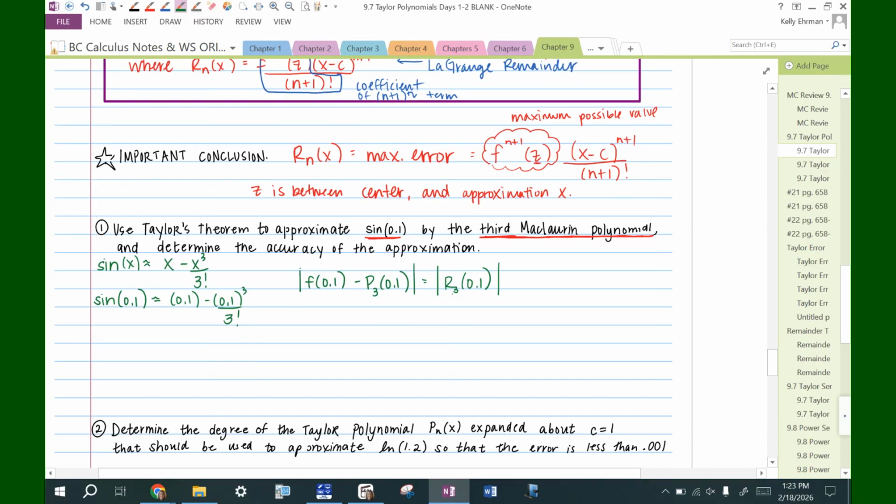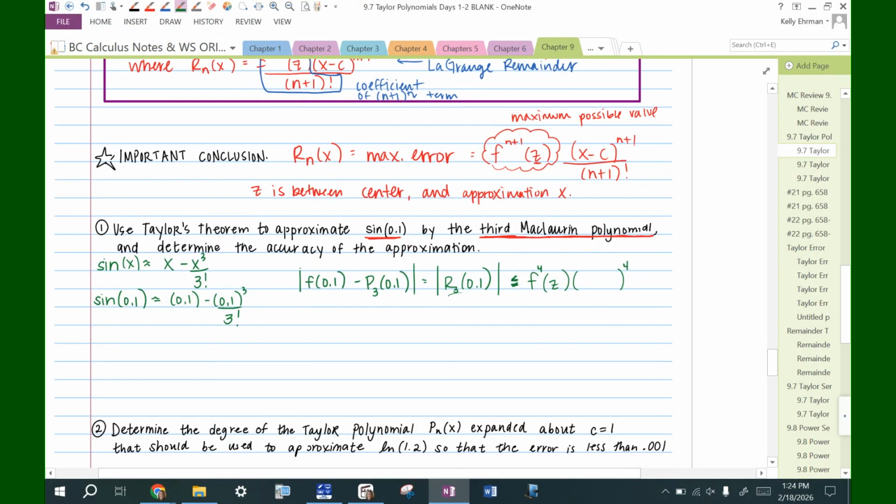Okay, so we have this, and then let's write down our formula. So this is a max error. So I always write here less than or equal to, just like I did with alternating series. Now I don't need to write f of n plus 1. N is 3. So this is going to be whatever the fourth derivative is of some number z temporarily. And then normally this is x minus c to the n plus 1. So it's going to be to the fourth power.